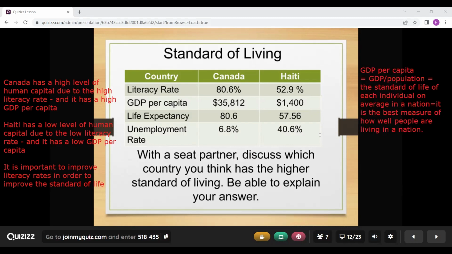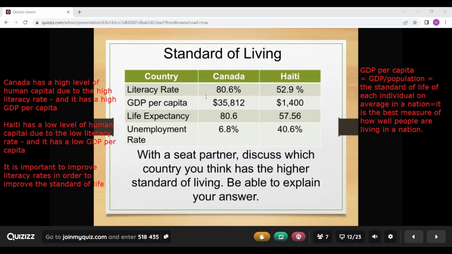So with your partner, discuss what country you think has a higher standard of living. So we'll ask the class which country has a higher standard of living in this case. Canada will have a higher standard of living. Yes. Thank you. Yes, Canada would in this case.